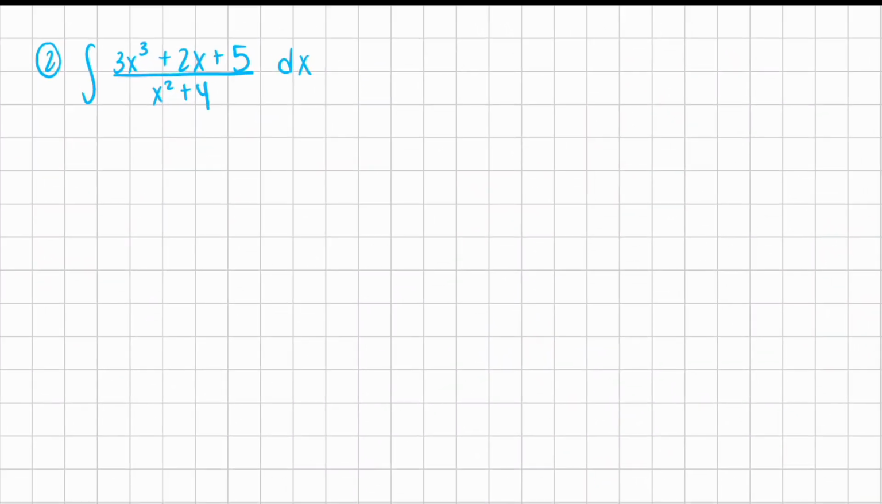Let's do a couple more examples. Here's our next one. Notice that the degree of the numerator is 3 and the degree of the denominator is 2. Because that degree is greater than or equal to the degree of the denominator, we know we can do integration using long division. So let's do our long division.